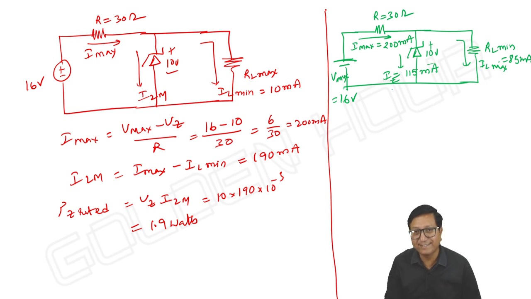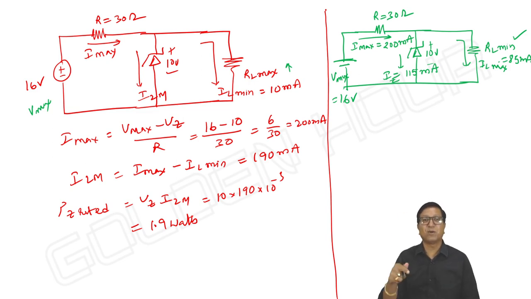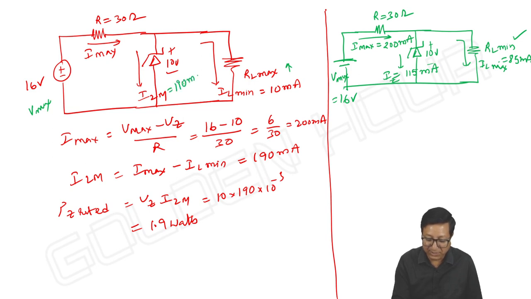I can't call this as IZM because still there is a scope for RL to increase. If RL increases, IZ will definitely increase. Then what we did, keeping input at its maximum value, we started raising the value of RL to RL maximum, so that IL is decreasing, then IZ is further increasing. And to what level is IZ going? It is going up to a maximum of 190 milliampere, because as you are increasing RL, IL is decreasing and it is coming down up to 10 milliampere.